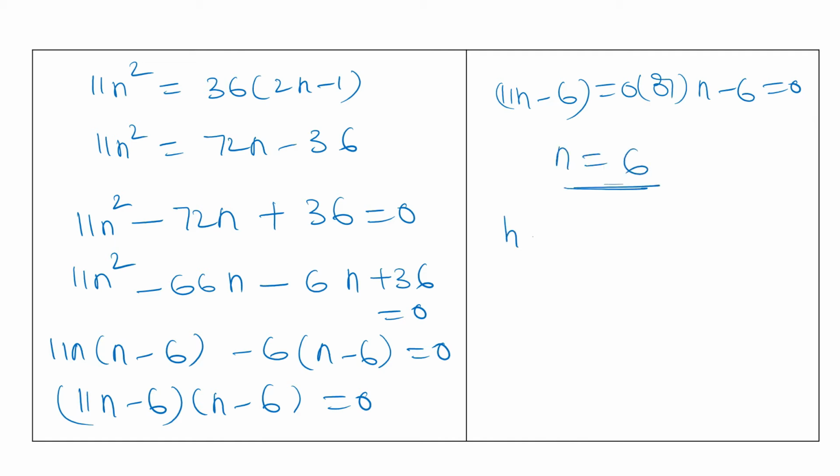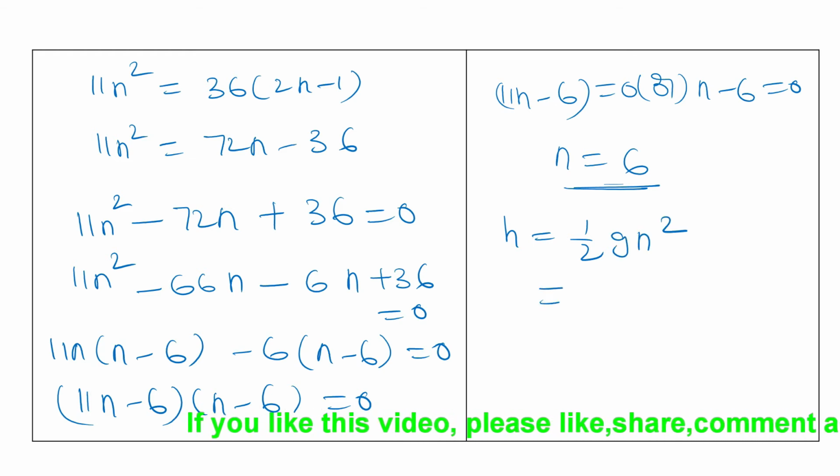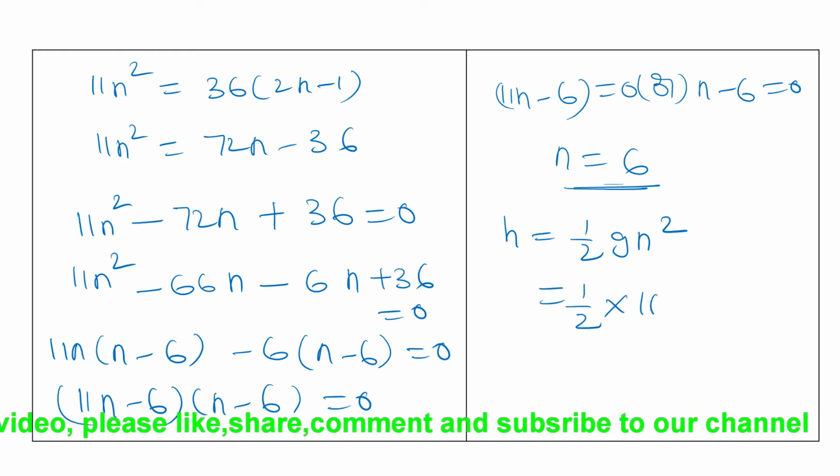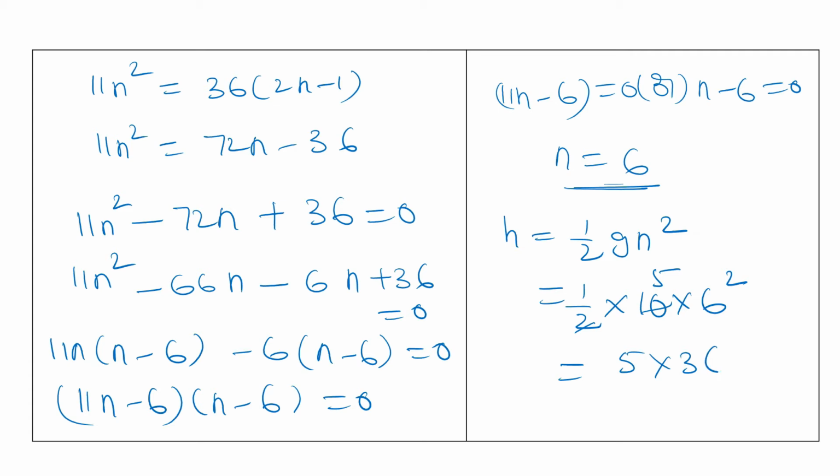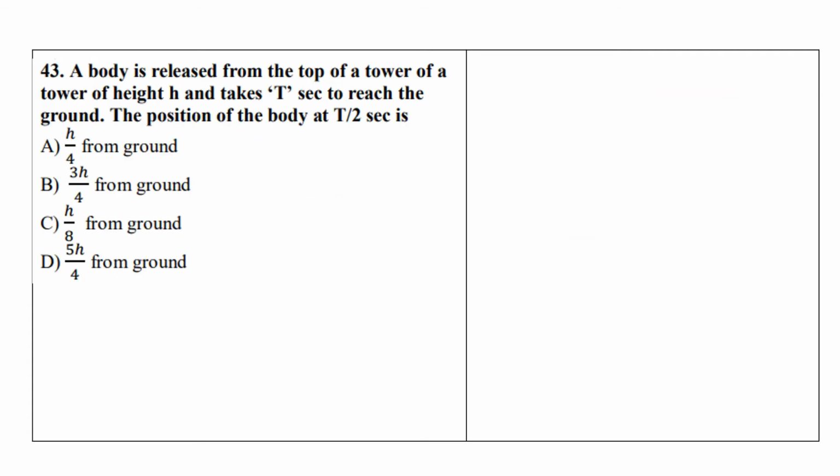So h is equals to half g n square. That is equals to half into 10 into 6 square, that is 2 ones 2, 2 fives, 5 into 36. So h is equals to 180 meters. This is the final answer. So h is equals to 180 meters. Okay. Let us go to the solution.